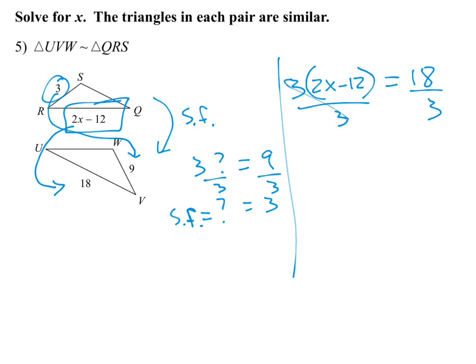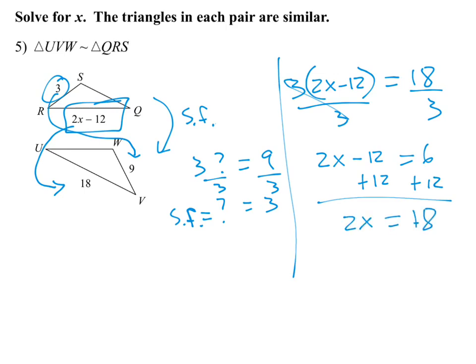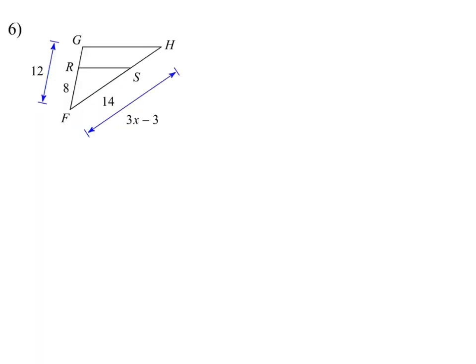Anyway, so we got 2x minus 12 equals 6, and then you can add 12 to both sides, and then we got 2x equals 18. Whatever, it's what it is. And so you can divide by 2, and you're looking at x is 9. So voila, we got 9. Let's try another similar triangles one.